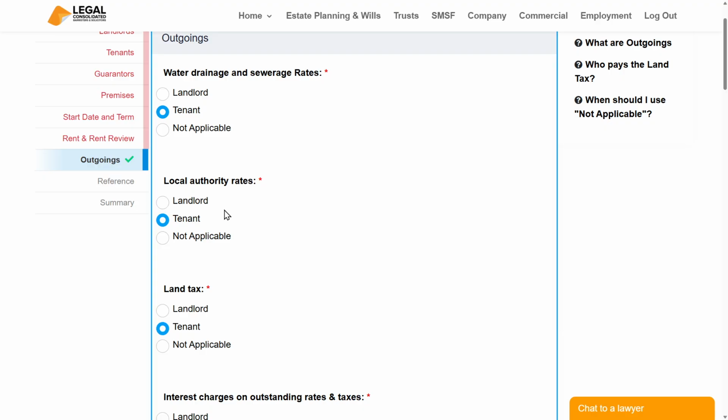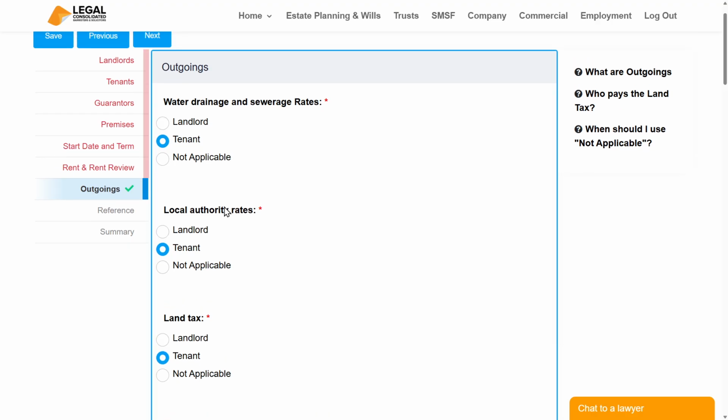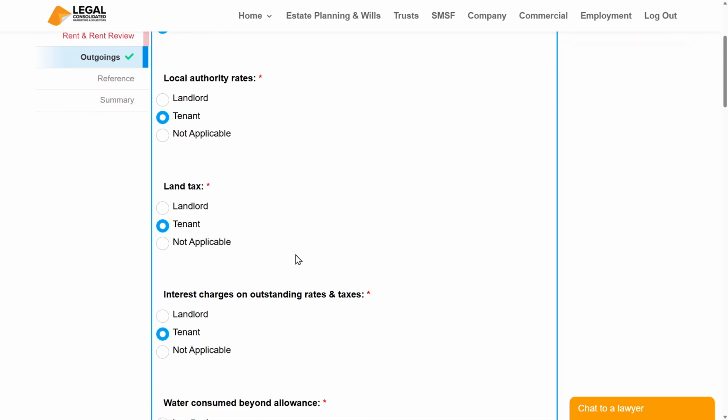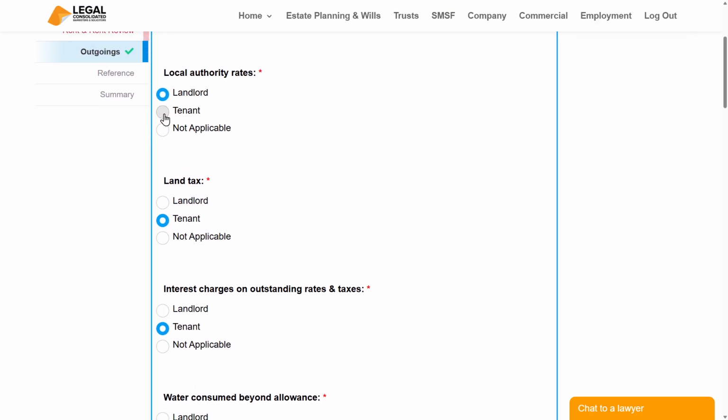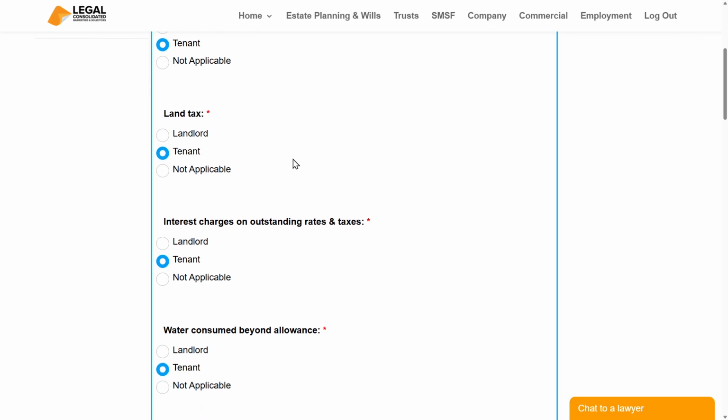Well, it might be the case that it's a 32-storey block of offices, in which case it's not a separate item, so you might put not applicable. Local council rates, well, I'll pay that as the landlord. No, I'm not. No way I'm going to pay that. You pay that.